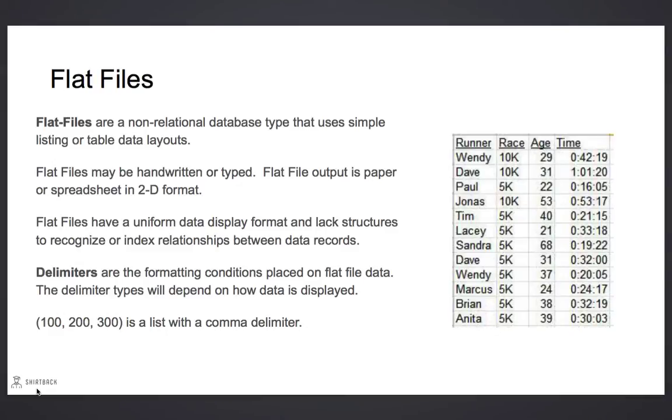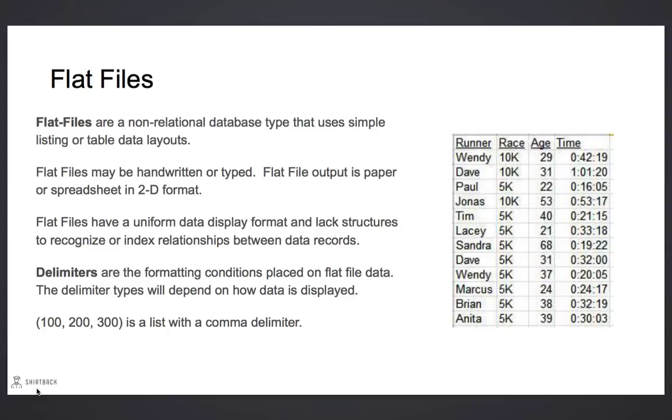A flat file is a non-relational database type that uses a simple listing or table layout. To the right, you see an example of a flat file. It is a listing table of a group of runners, their times, and ages. Flat files can be handwritten or typed. Their output is paper or spreadsheet. A flat file will have a uniform data display format, but it will lack any structure to recognize or index data relationships.